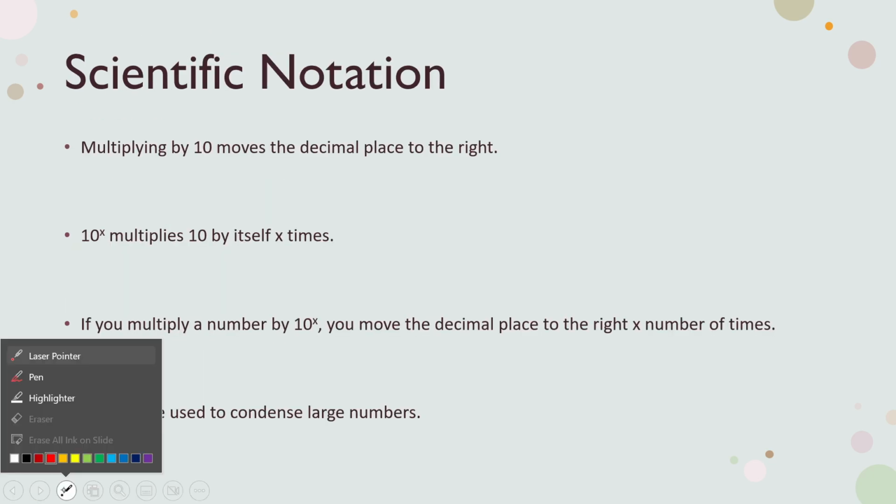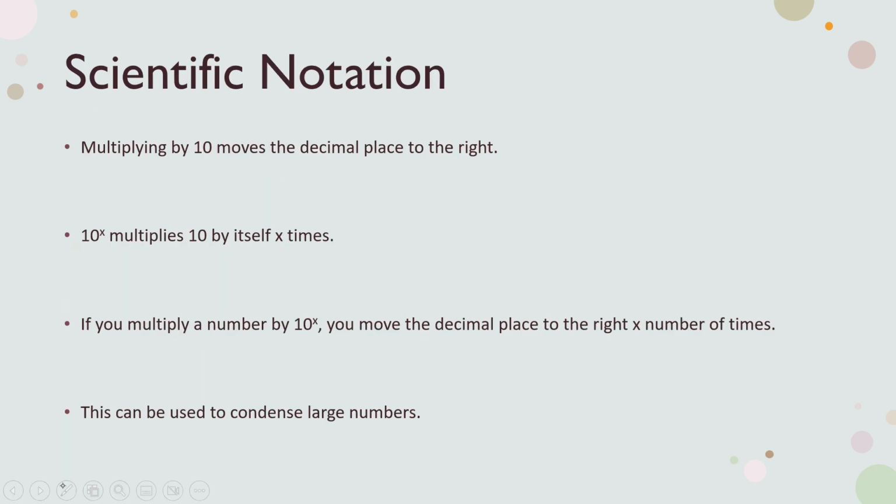So first off, when we're looking at scientific notation, some general concepts so we can understand how it works. First off, if we multiply by 10, we move the decimal place to the right. So if I have the number 13, got my decimal place here, 13.0. If I multiply it by 10, effectively what that means is we can just move our decimal place one spot to the right. And that's going to mean that our answer is going to be 130.